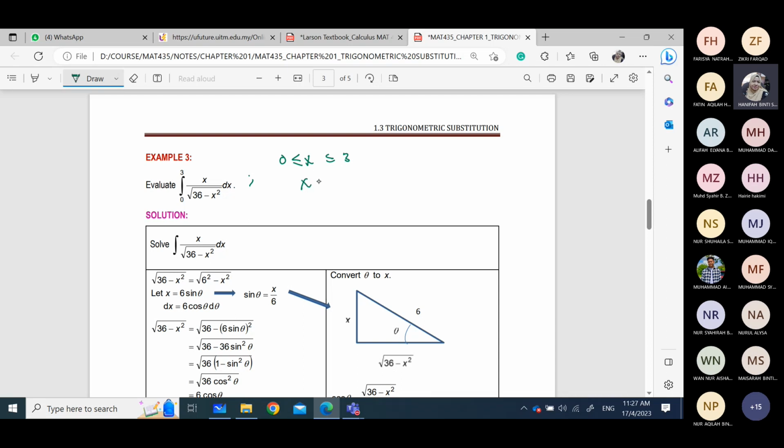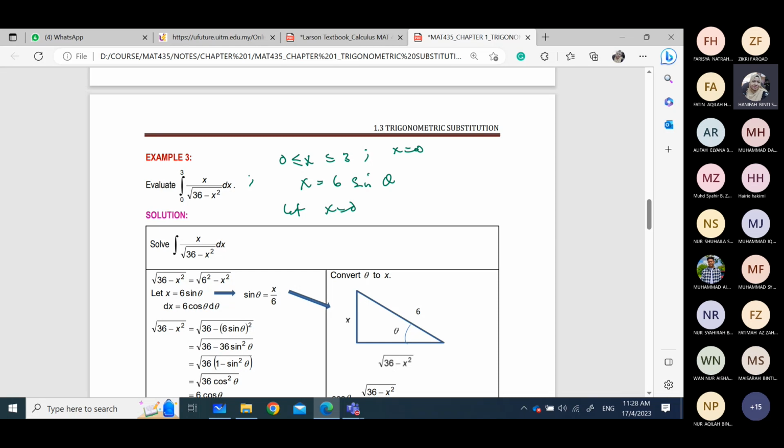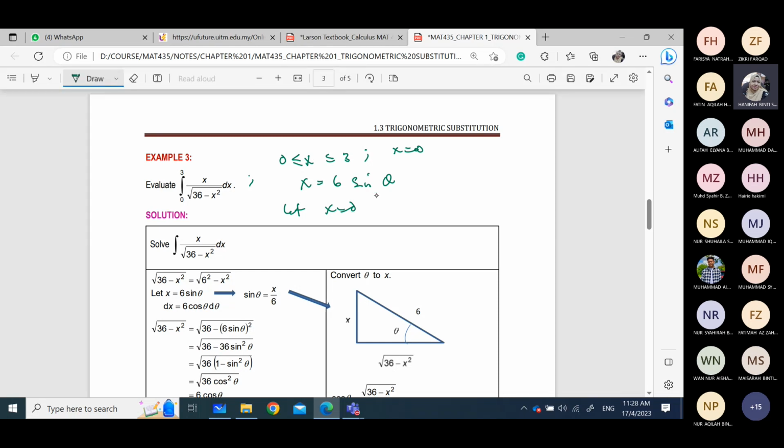Okay, so since our x here is 6 sine theta, let x equal 0. The range here is minimum 0, maximum 3. Now we want to find the minimum for theta. So when finding the minimum for theta, we take this: let x equal 0.